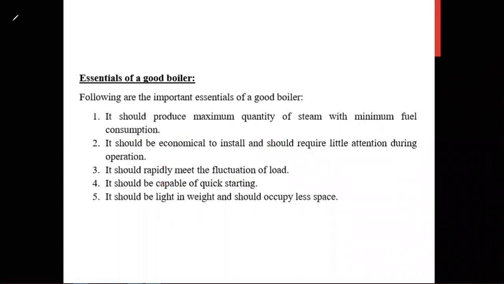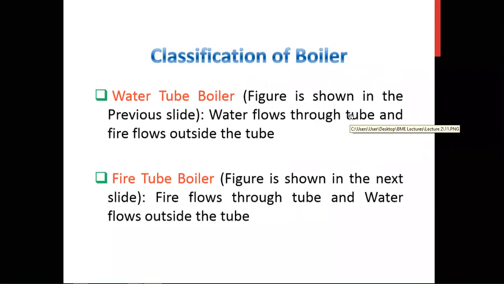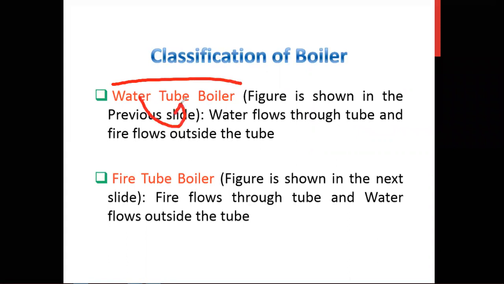Always remember. The next thing, probably the last topic, is the classification of boilers. Basically we have two types of boiler, my student. One is the water tube boiler, another is the fire tube boiler. So we can classify the two types of boiler from the name. One is the water tube boiler, that means water inside the tube, and hot gas outside the tube.